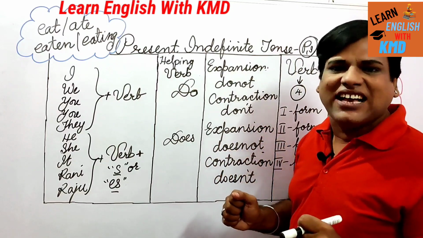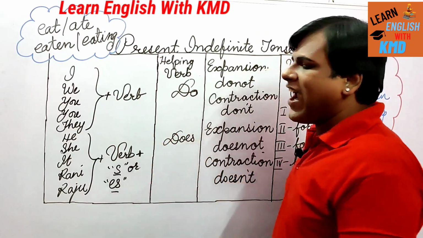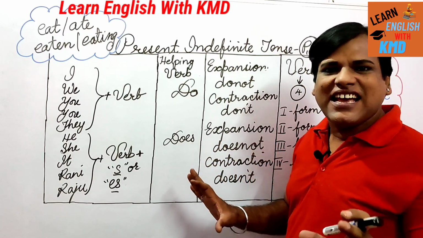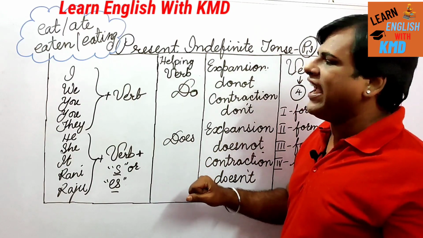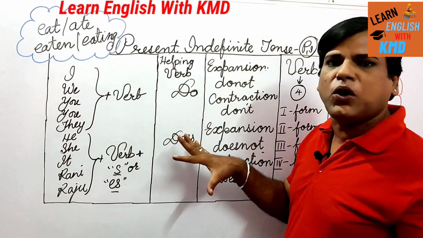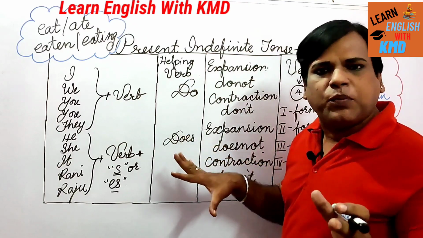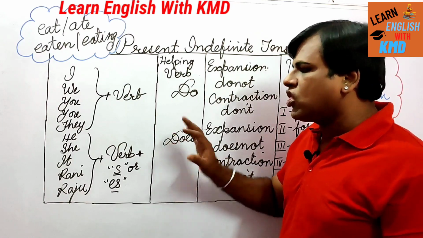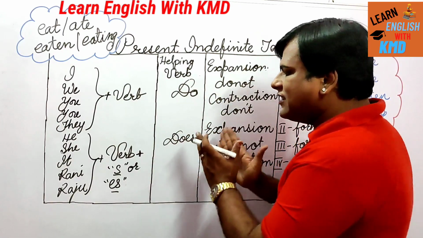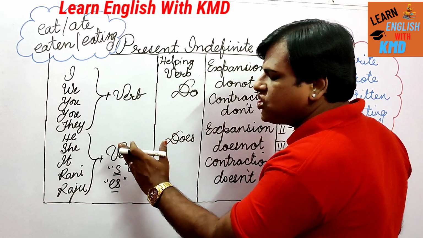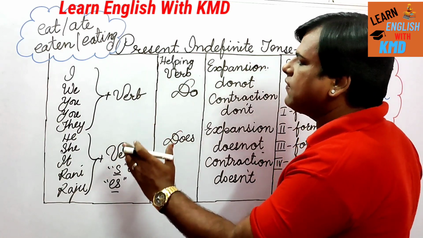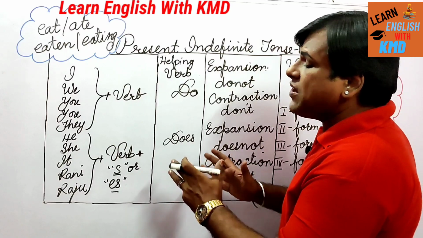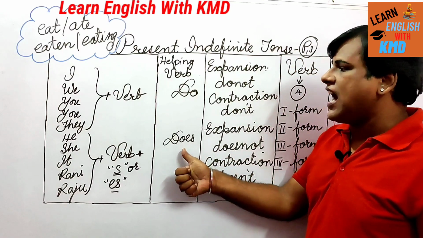What about does? Does goes with third person singular. Yes, does never goes with first person singular and plural, second person singular and plural, and third person plural. Does always goes with third person singular. Does goes with he, she, it, Ronnie, Raju. So if you want to ask questions, you can start your question with does.